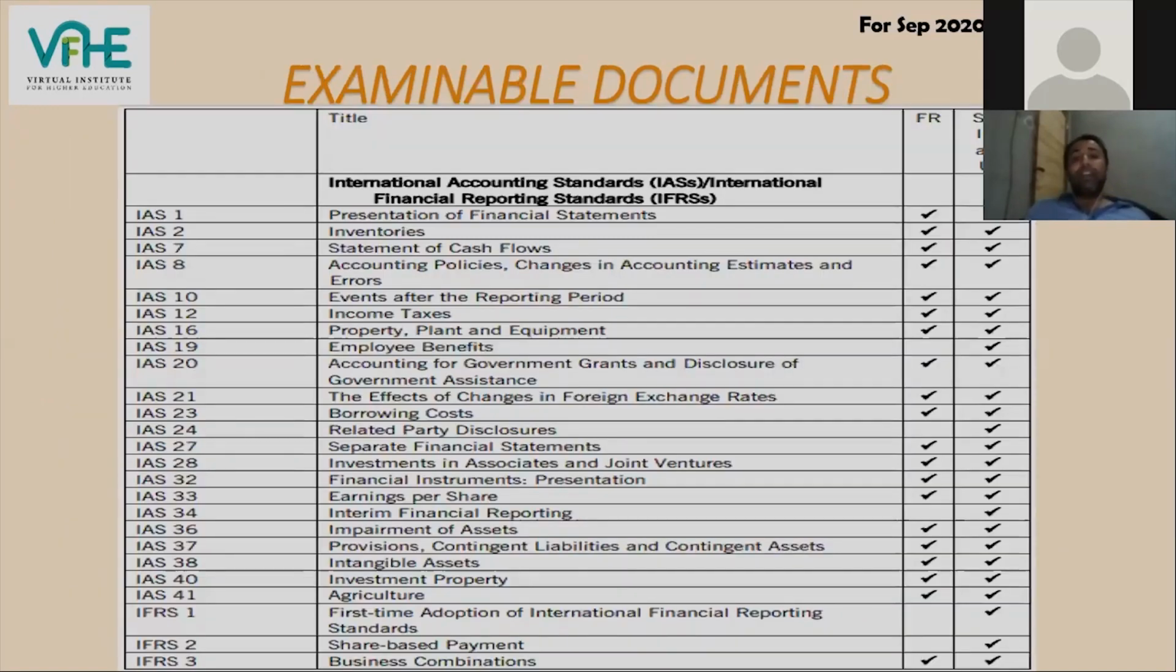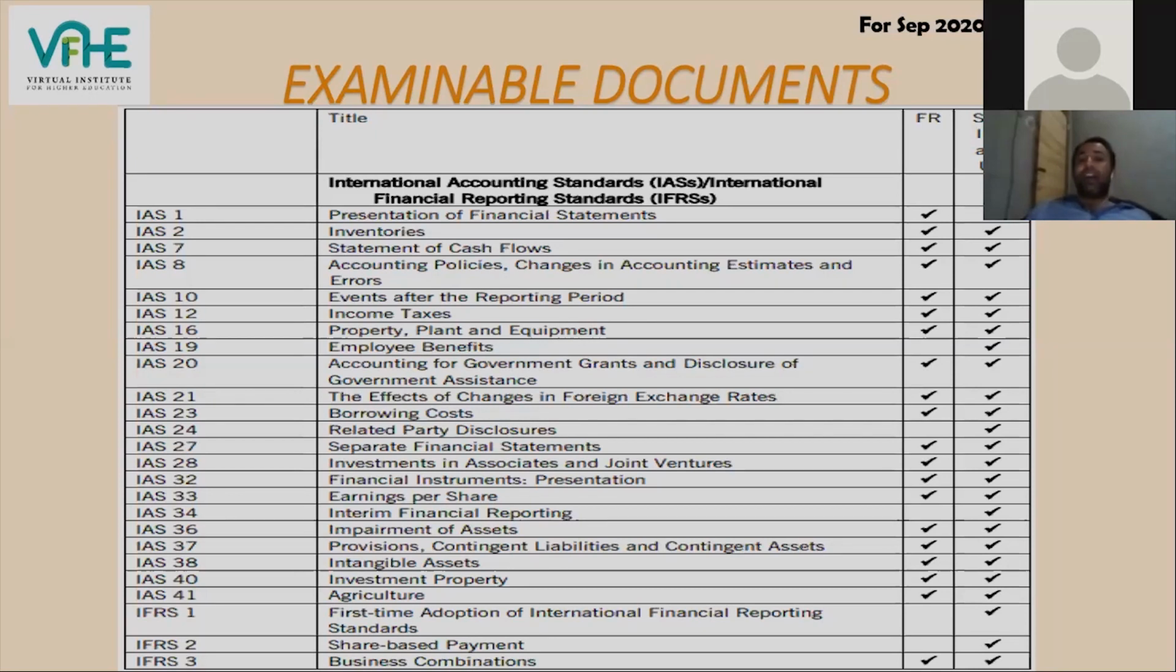This is a very important thing. What are the international financial reporting standards we are supposed to study here? Like IAS 1, presentation of financial statements. This is about the structure of the financial statements: statement of comprehensive income, statement of financial position, statement of cash flows. IAS 2 about inventories, IAS 7, beg your pardon, IAS 7 separately dealing with the statement of cash flows.